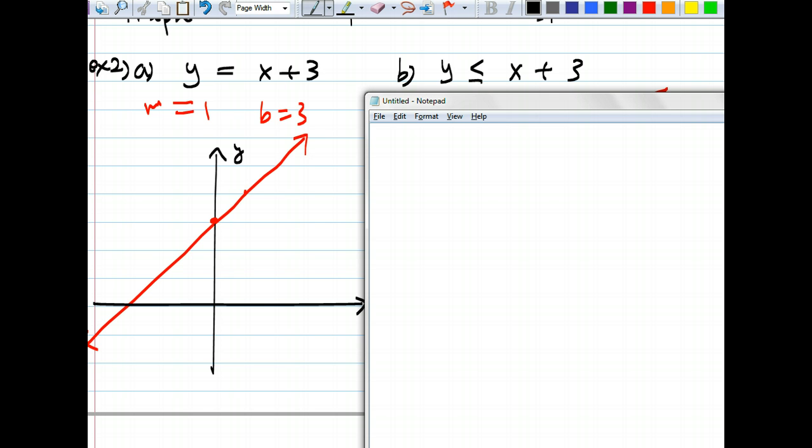The question is, which one do we shade, below or above? How many people think below? Raise your hand. How many people think above? Oh, okay, no one now. Good. It is below because look at the inequality. Y is what? Less than.